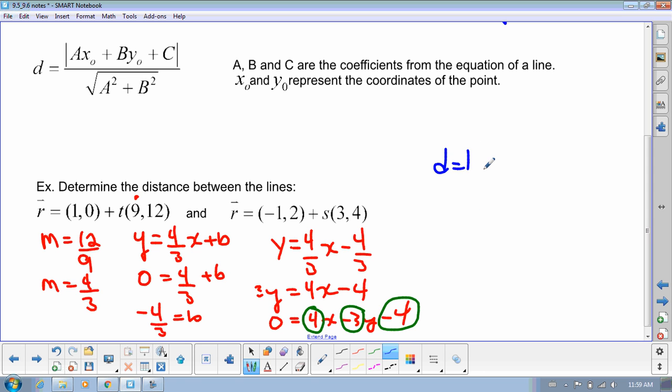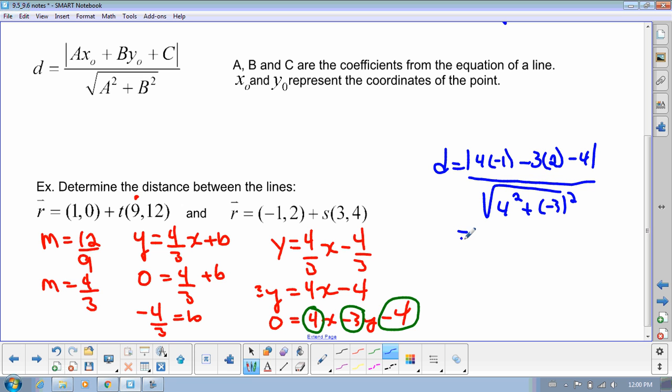So D equals the absolute value, and it's absolute value because distance is a positive value. So I have A, which is 4. The x naught is the point. So the other point that I'm looking at is negative 1. So that's what I'm going to put for x, minus 3 multiplied by 2, and then plus C, which is going to be minus 4. And then that's all over the square root of A squared plus B squared, so I have 4 squared plus negative 3 squared. So when I do this here, I have negative 4 minus 6 is negative 10. And then I have minus 4 up there, so this is negative 14 over 5. So the distance is 14 over 5 units.